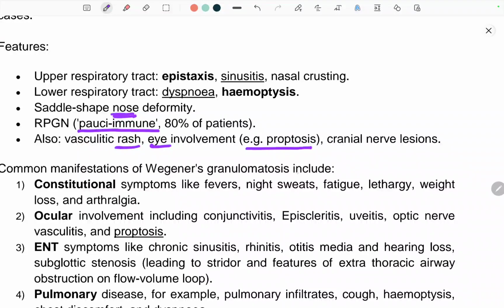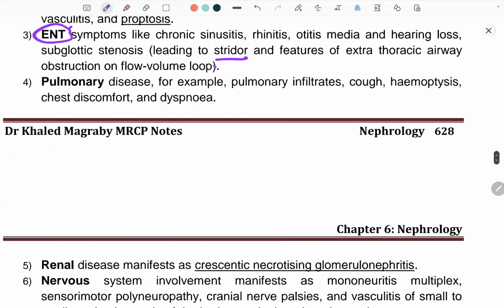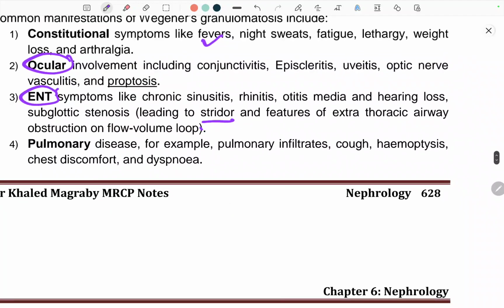Common manifestations of Wegener's granulomatosis include constitutional symptoms like fever, night sweats, fatigue, lethargy, weight loss, arthralgia, and ocular involvement including conjunctivitis, episcleritis, uveitis, optic nerve vasculitis, proptosis. ENT symptoms like chronic sinusitis, rhinitis, otitis, conductive hearing loss, subglottic stenosis leading to stridor, and features of extrathoracic airway obstruction on the flow volume loop. Pulmonary disease, for example pulmonary infiltrate, cough, hemoptysis, chest discomfort, and dyspnea. So constitutional, then ocular, then ENT. So most of the face is involved.